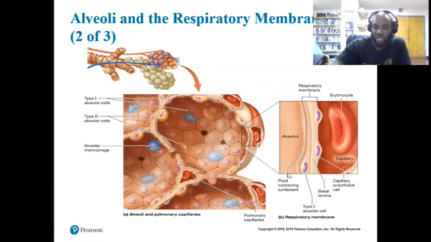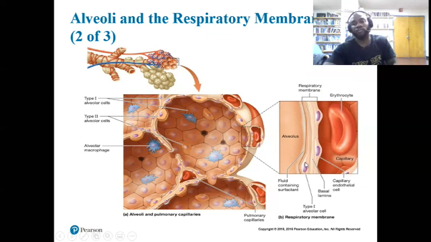All right, so this is what it looks like. It's a nice little diagram here. This is known as the respiratory membrane, the structure between the inside of the alveolus and the inside of the blood capillary. So you have the surface of the capillary, the basal lamina here, the endothelial cells of the capillary, and then you also have a type 1 alveolar cell here, which is a squamous cell.